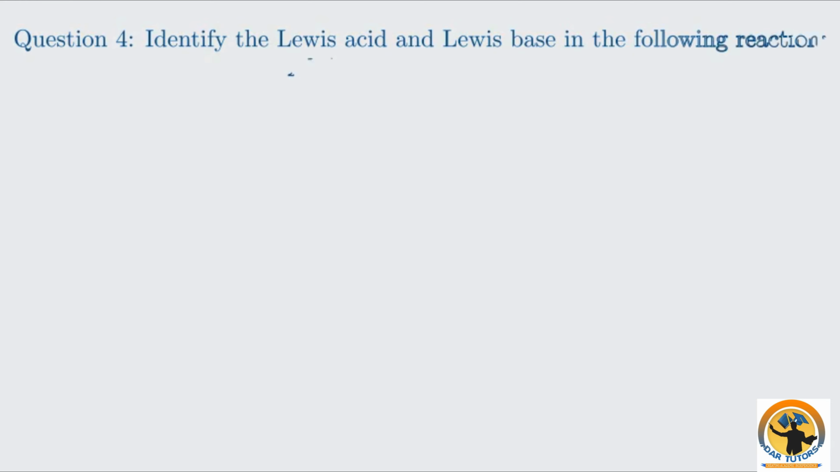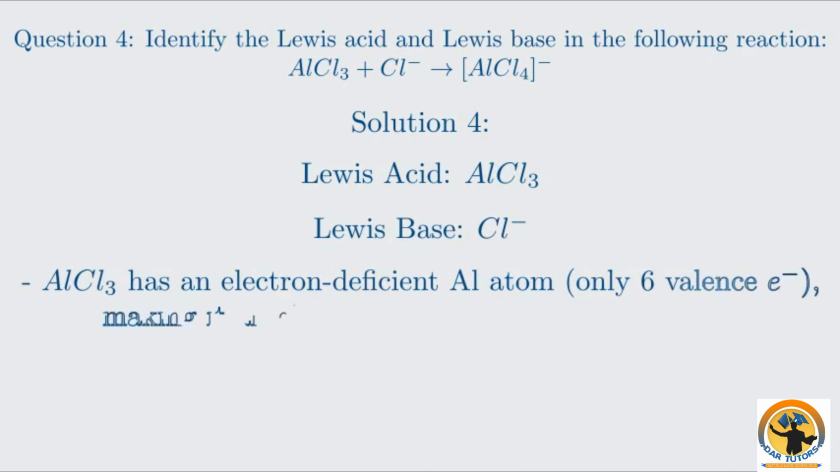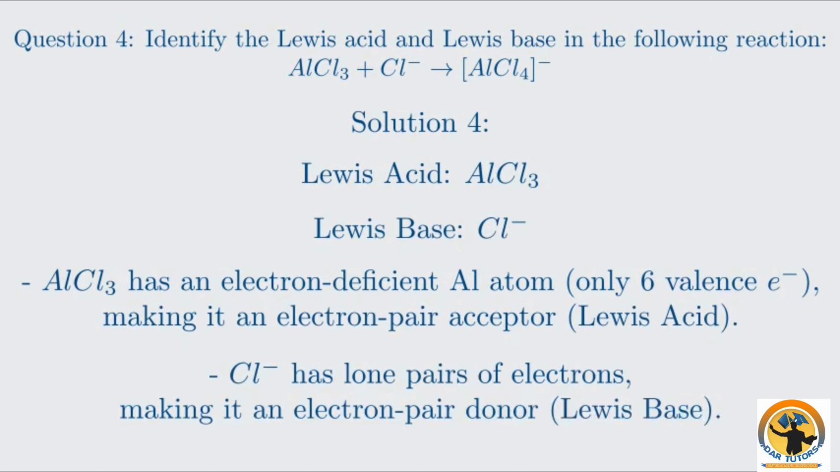Question 4 tests your understanding of Lewis acids and bases. Identify the electron pair donor and the electron pair acceptor in this acid-base reaction. Let's analyze the species. AlCl3 is aluminum chloride. The aluminum atom has only 6 electrons in its valence shell, making it an electron-deficient species with an empty orbital. This means it is an electron pair acceptor, which is the definition of a Lewis acid. The chloride ion, Cl-, has 4 lone pairs of electrons, so it is an electron pair donor, a Lewis base. The reaction shows chloride donating a lone pair to aluminum, forming a new coordinate covalent bond and creating the tetrachloroaluminate anion, AlCl4-.